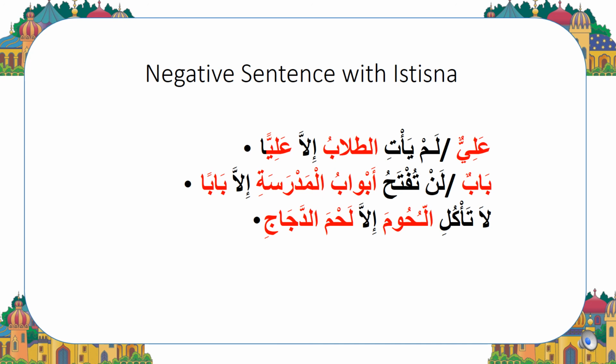اللحوم إلا لحم الدجاج. The sentence again is negative with article لا. مستثنى اللحوم is mentioned. Therefore, مستثنى من لحم الدجاج can be mansub as an object of the verb تأكل, or again can be mansub because of the istisna article إلا.